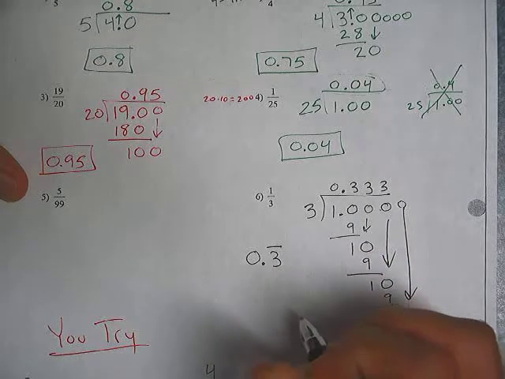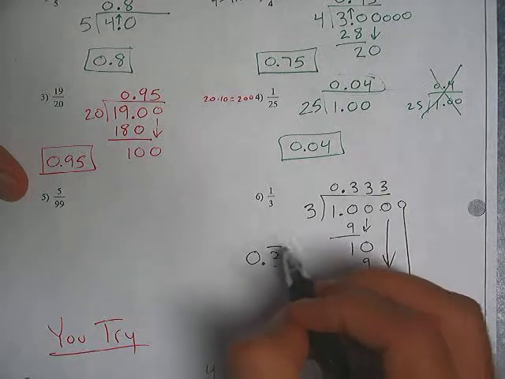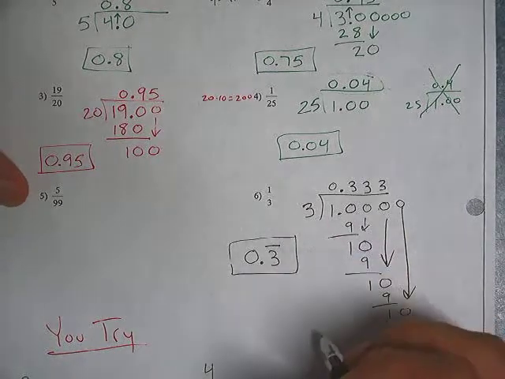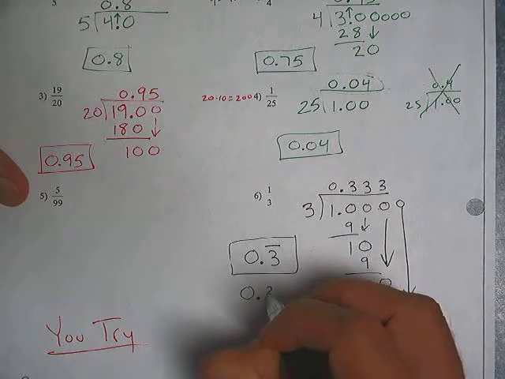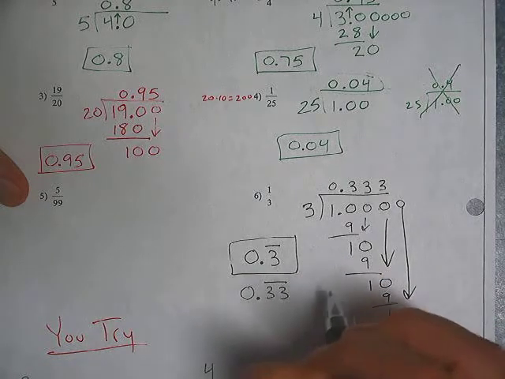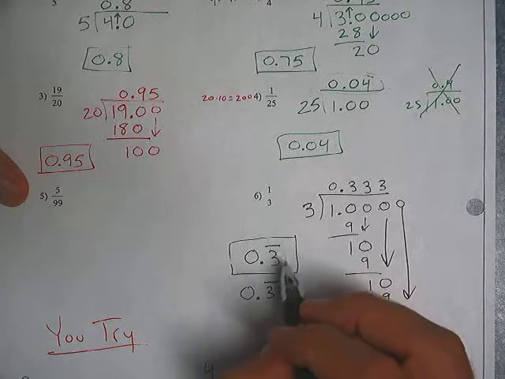So how do I represent this? It's going to be a bunch of 3s repeated. So I'm going to write 0.3. And since that number is being repeated over and over, I have to put a bar on top of it. And that tells me that it's going to go 3, 3, 3, 3, 3, 3, 3, 3. So that is my final answer.